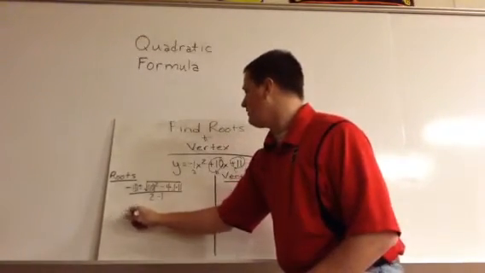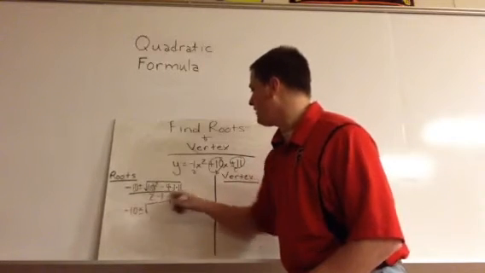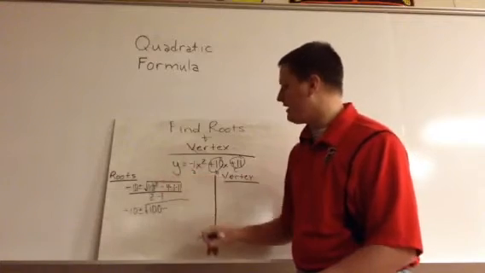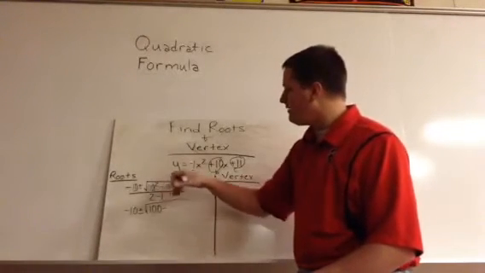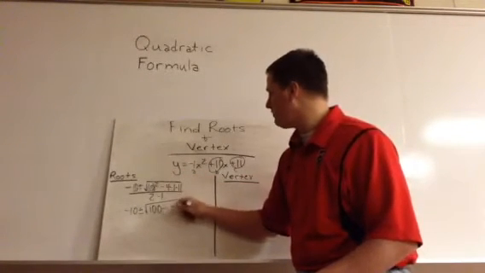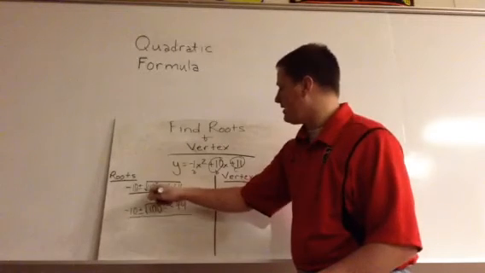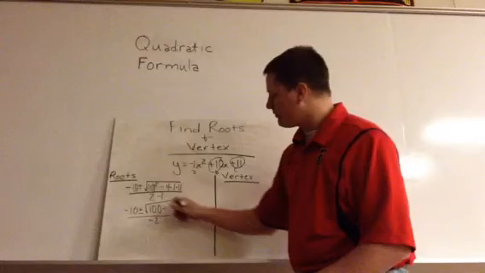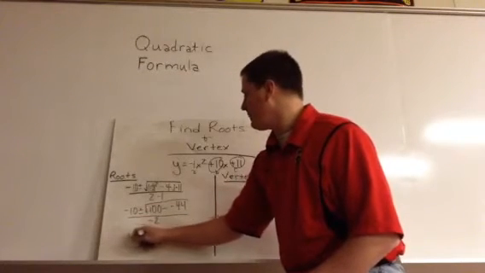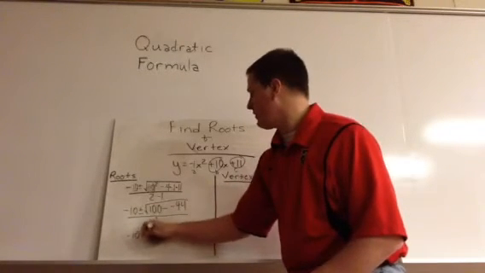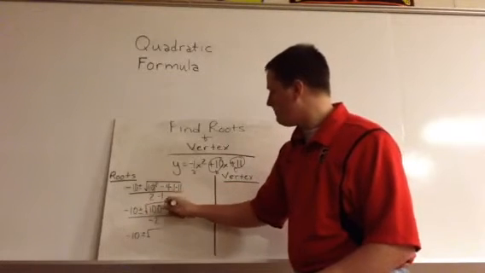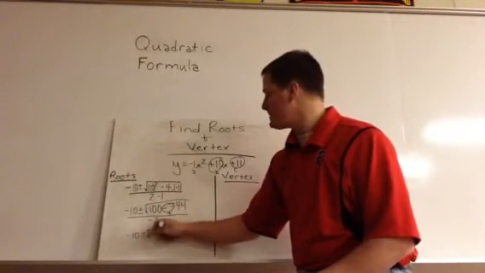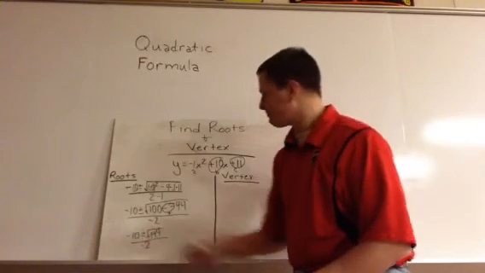So we've got negative 10 plus or minus the square root of 10 squared, which is 100, minus, we've got 4 times negative 1, which is negative 4, and negative 4 times 11 is negative 44. And our bottom here, 2 times negative 1 is negative 2. So from here, we can go negative 10 plus or minus the square root of 100 plus 44. So that's going to be 144 all over negative 2.